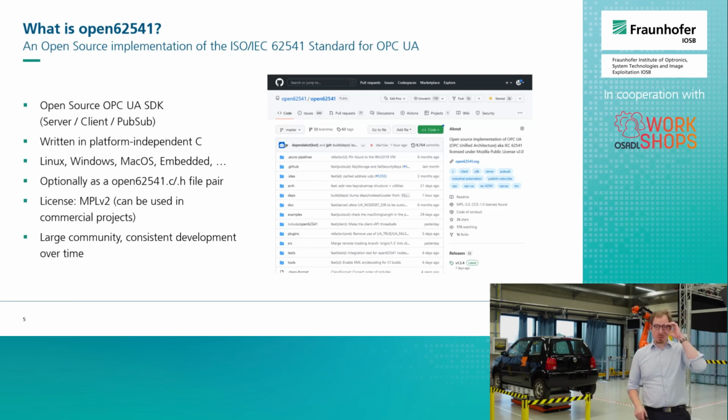So what is open62541? Well, it's an open source implementation of the ISO standard. OPC UA is developed by the OPC Foundation since many years, but it is also available as the ISO standard 62541. And as you can see on the right-hand side of this slide, we are proud to be an open source project and to be available on GitHub and to invite people to participate in it.